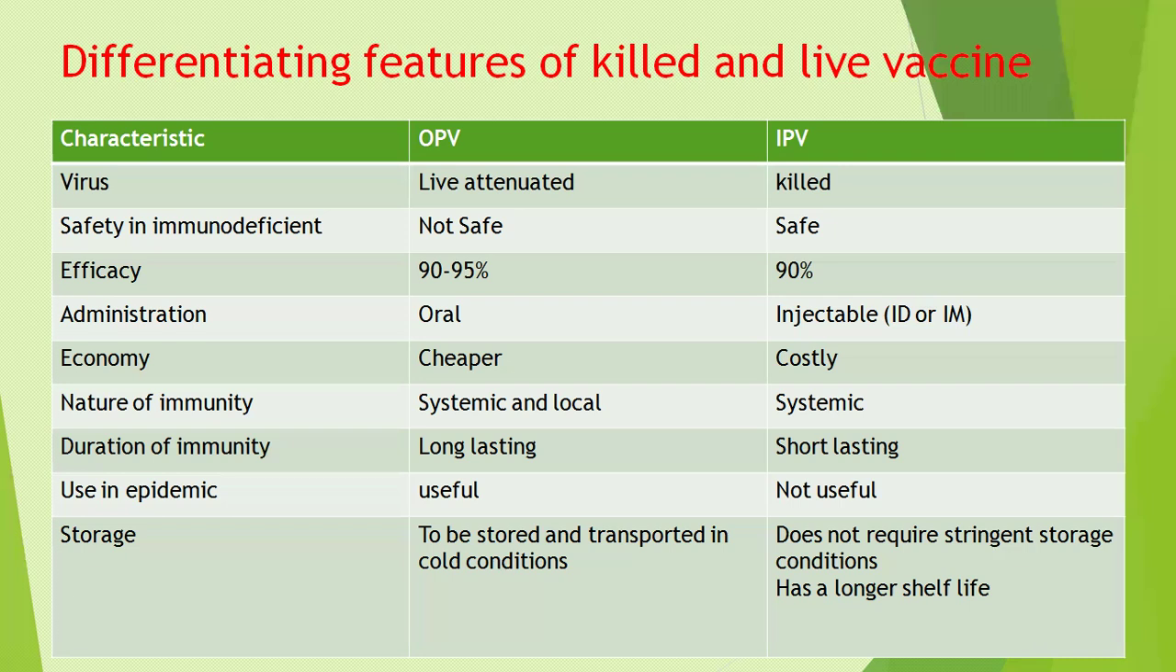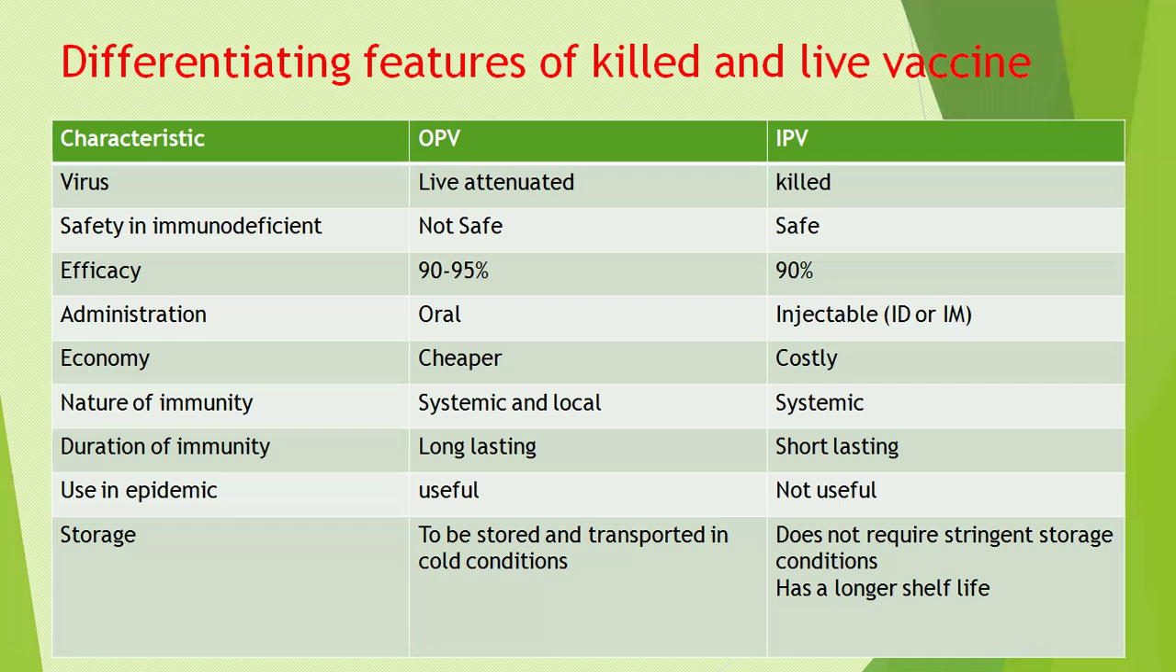Because the OPV consists of live attenuated strains. And in case of IPV, IPV is very safe, that can be given to immunodeficient persons. And if you see the efficacy, OPV has 90 to 95% efficacy, so we can say it has almost 100% protection, and IPV has 90% efficacy.